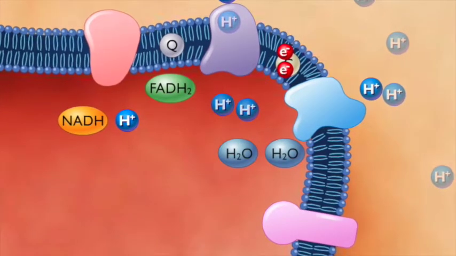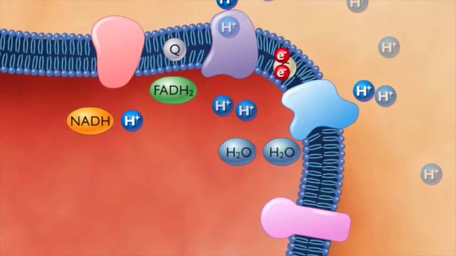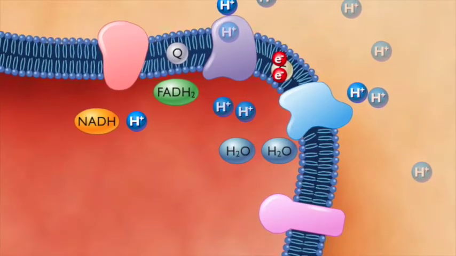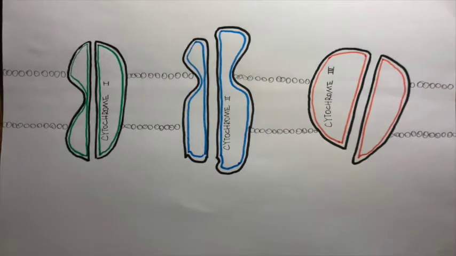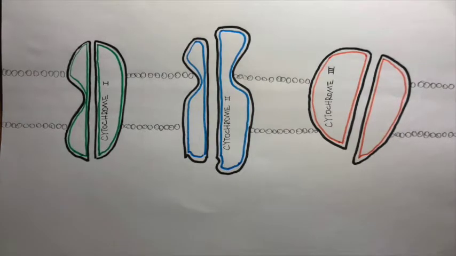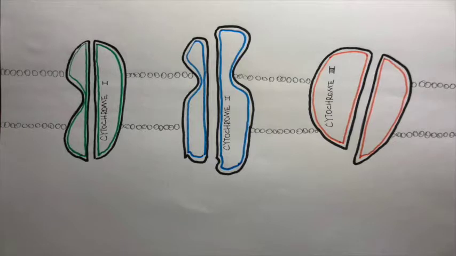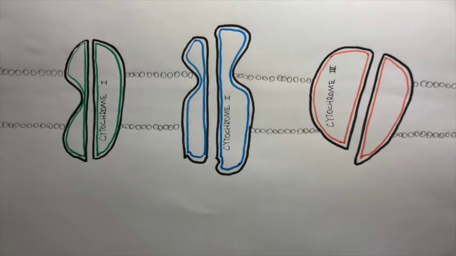The electron transport chain is a process of transferring electrons between carriers in the membrane of the mitochondria. The first thing I would like to introduce is the cytochromes. They are protein complexes playing the role of electron carriers in the process of the ETC.